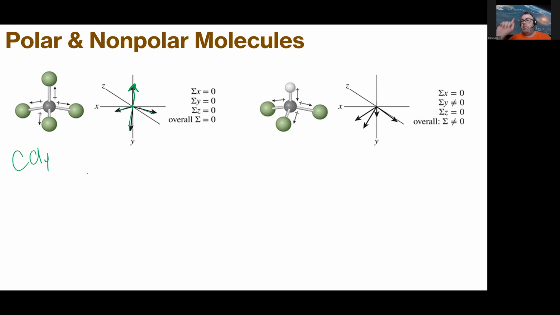If, however, we replace one of those with a hydrogen, it looks like this. And now we're not pulling equal and opposite in all directions, and now it is no longer nonpolar. This is polar. This is chloroform, CHCl3. This guy was nonpolar.